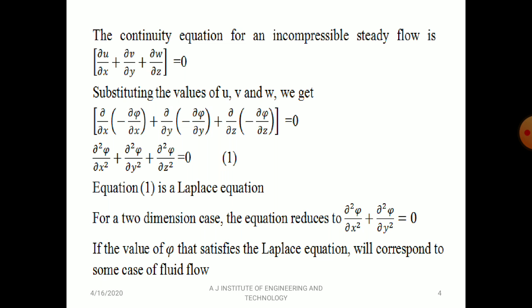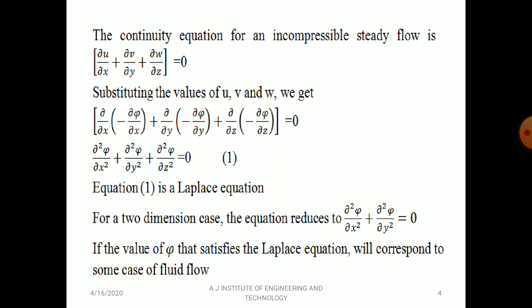Equation 1, dou square phi by dou x square plus dou square phi by dou y square plus dou square phi by dou z square equal to 0, is called the Laplace equation. Now, before going to the two-dimensional case, we have to know what one-dimensional, two-dimensional and three-dimensional flow are. In three-dimensional flow, we consider velocity components in all directions, that is x, y, z. In two-dimensional flow, one velocity component is neglected. In one-dimensional flow, only one velocity component is considered.